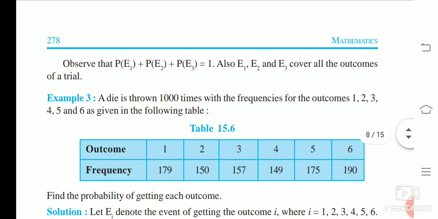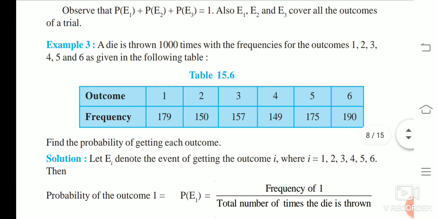Right. Now example 3. A die is thrown 1000 times with the frequencies for the outcomes of 1, 2, 3, 4, 5, 6 as given in the following table. Outcome 1, 179 times, outcome 2, 150 times, like that. Outcome 6, 190 times. This thing is given. Now solution, find the probability of getting each outcome, that is probability of 1, probability of 2, probability of 3, probability of 4, probability of 5, probability of 6.